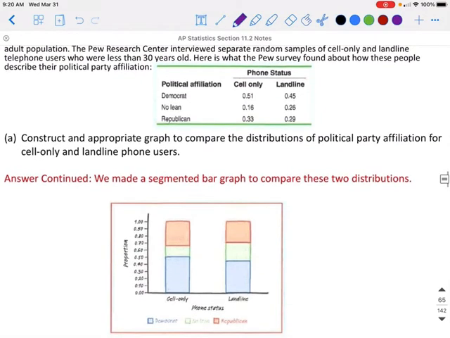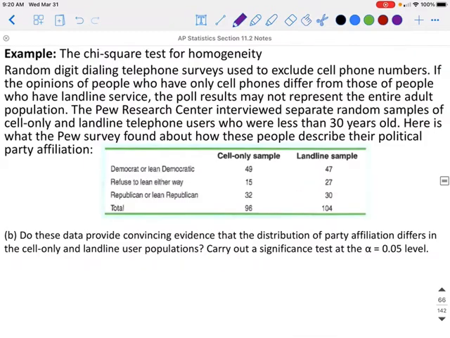So if we graph this, you can graph this as a segmented bar graph. You can graph it as separate bar graphs. But if we did a segmented bar graph, we can see what percent is Democrat out of the 100, what part is not going to pick a side, and what part is Republican for cell phone and for landline users.